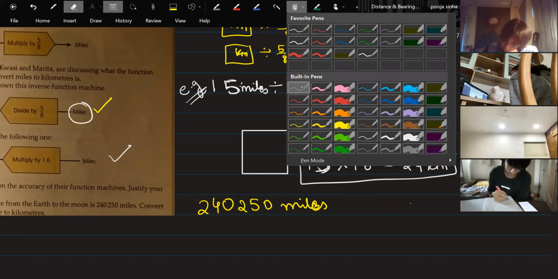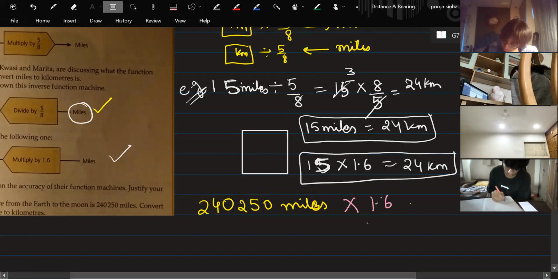So what is easier for you? Please do that. Either you multiply by 1.6 or you divide by 5/8, whatever you find easy, do that and give me the answer.